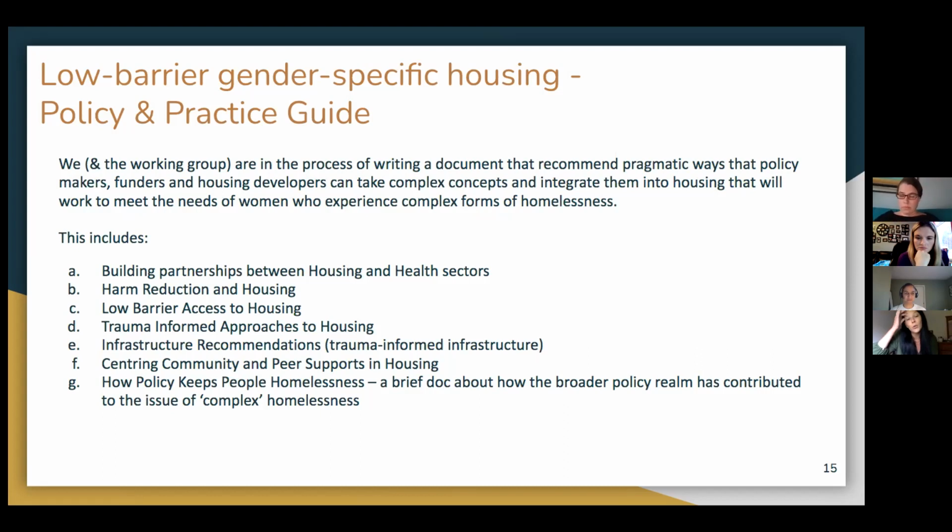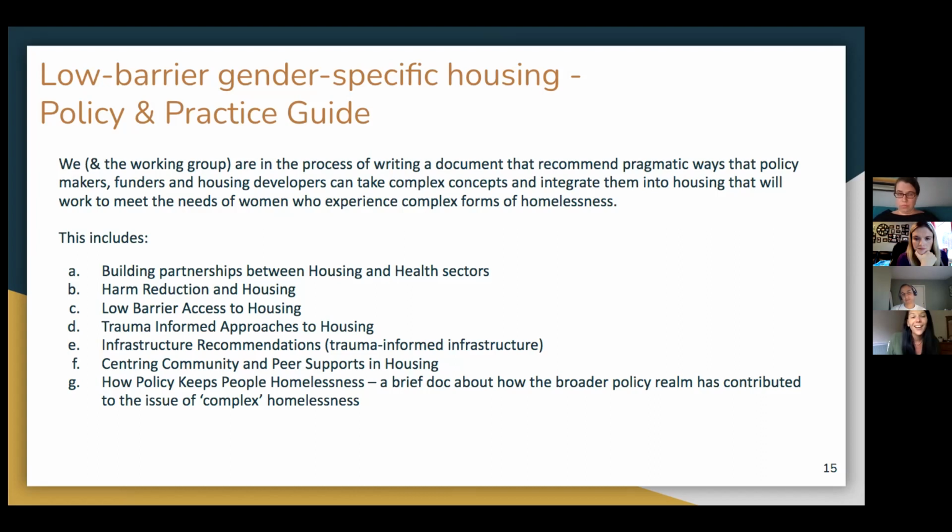So we have continually heard from decision makers that in order to operationalize this kind of housing, we need strong partnerships between housing and health sectors. So we have a section talking about building partnerships and what kind of partnerships would work. We talk about harm reduction in housing. What we do know for sure is that there's no housing model or shelter in Hamilton that explicitly supports people who are actively using drugs. And substance use is a huge barrier to maintaining an emergency shelter bed in the city.